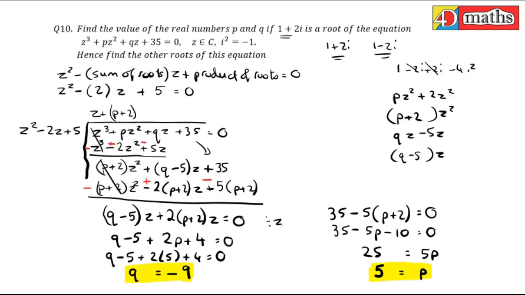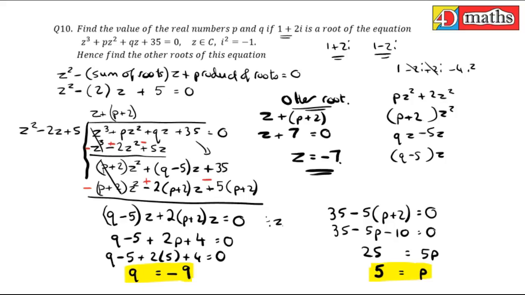So there's my value for q. So my other root then, okay, so to finish the sum, my other root comes from here. It says z plus p plus 2. So that's a factor. So I'm going to substitute 5 in. So it's z plus 7. I'm going to equal that to 0. So z must be equal to minus 7. So my three roots then, to summarize, my three roots are 1 plus 2i, 1 minus 2i, and minus 7. Okay, so to find the other roots.